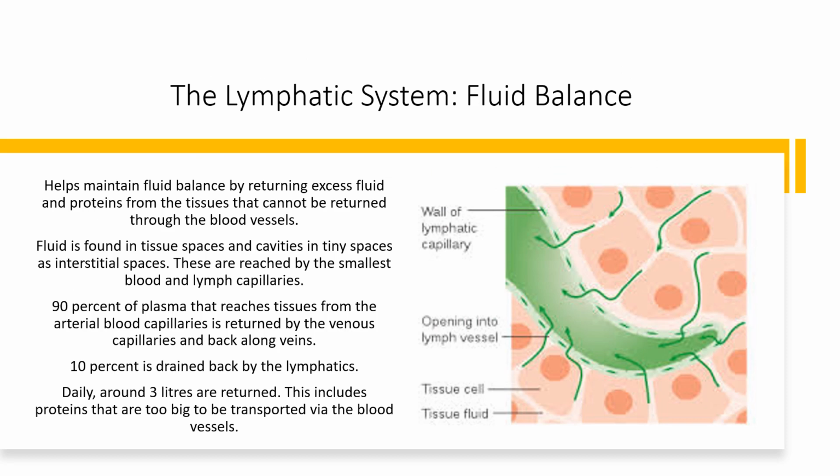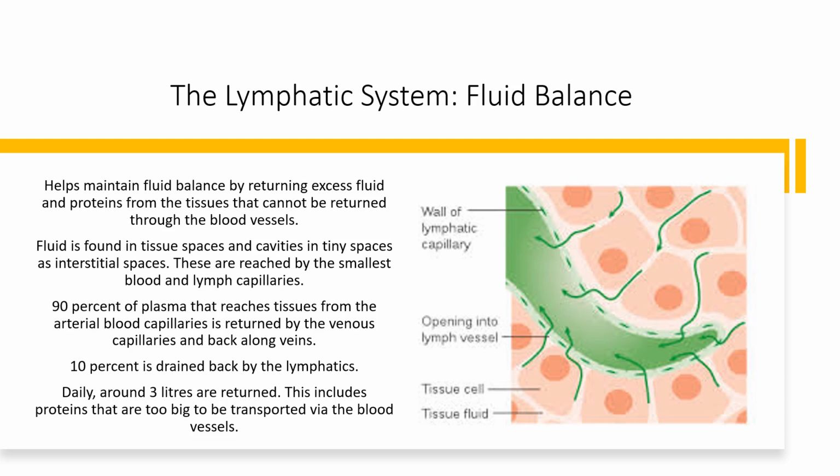So we can maintain fluid balance, and return excess fluid and proteins from the tissues that can't be returned through the blood vessels as well. So fluid is found in the tissue spaces and cavities in the tiny interstitial spaces. These are then reached by the smallest blood and lymph capillaries. As you can see here on this picture, you've got the wall of lymphatic capillary at the top, the lymph vessels, the tissue cells and the tissue fluid.